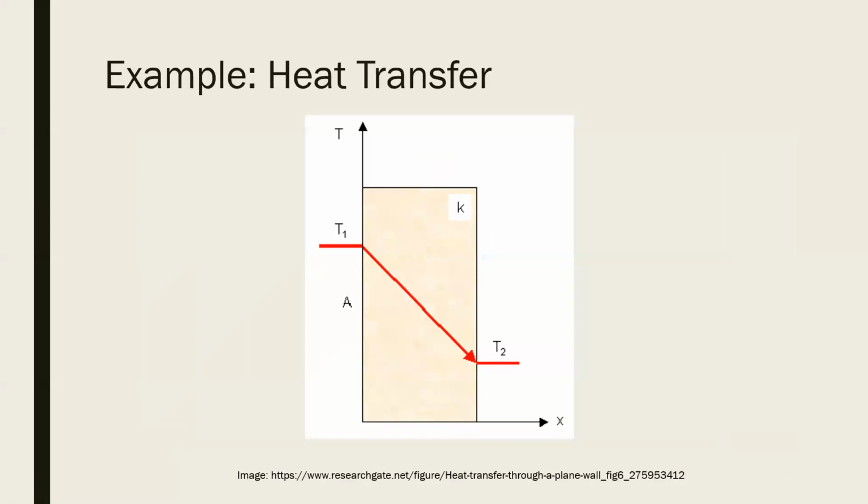Okay, so let's do an example of heat transfer. This might be something that you're familiar with from your heat transfer class, where you have a slab of material with thermal conductivity K and a cross-sectional area A, and you have two different temperatures on either side, T1, T2. And you can solve the heat equation in this simple case to get the temperature distribution, which is what you see with the red line in the figure here.